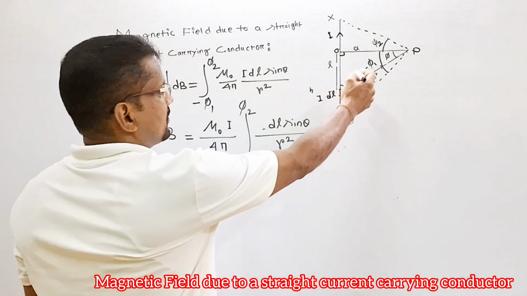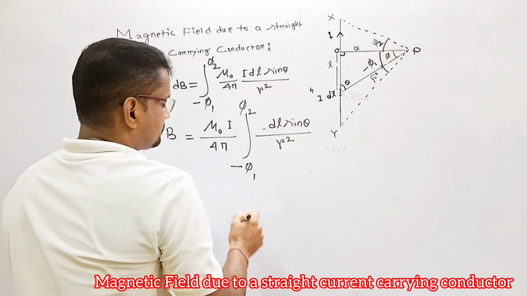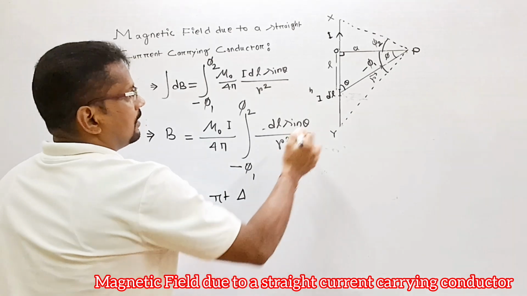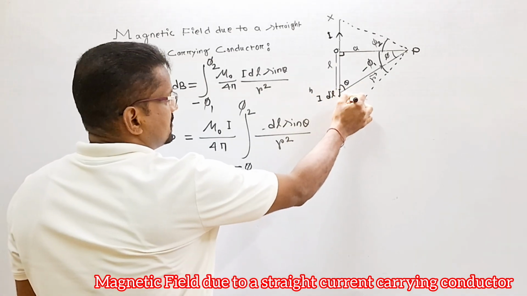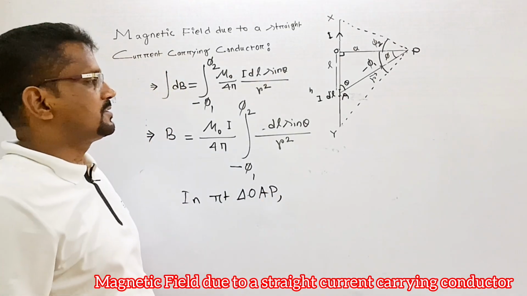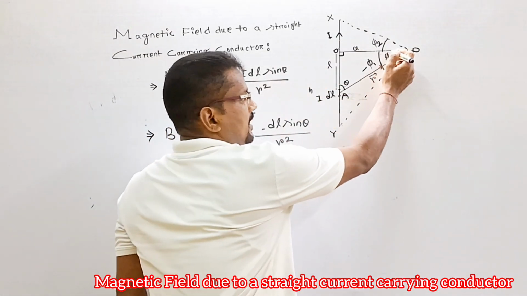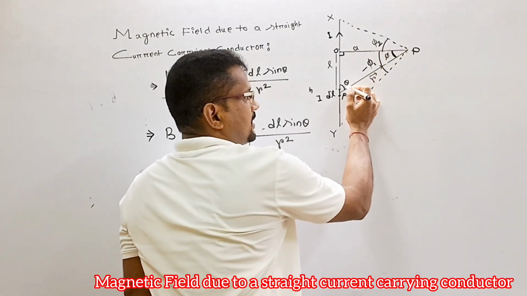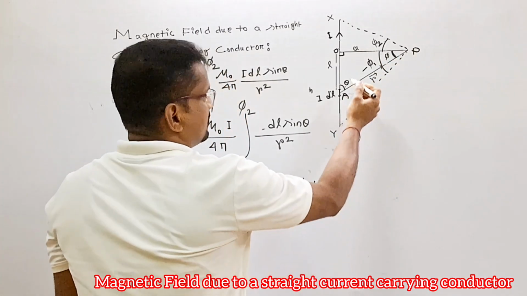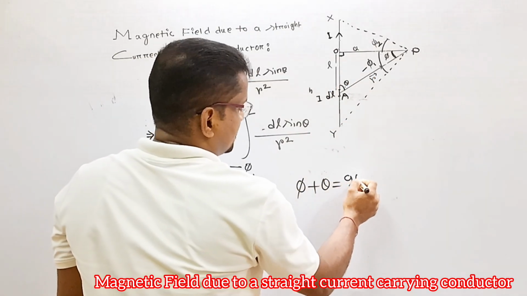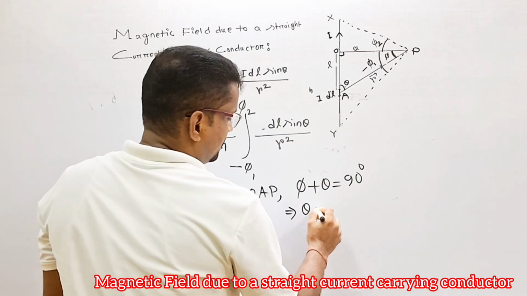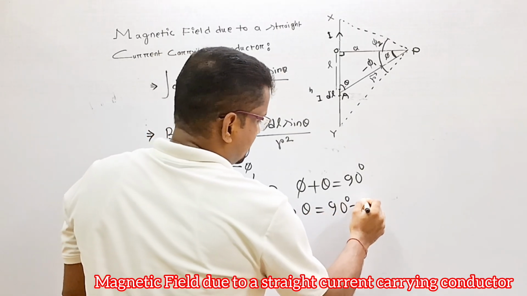So first, let's look at theta in the right triangle OAP, say this point is A. In this right triangle, this angle is phi, and this angle is theta. So phi plus theta is equal to what? This is 90, so phi plus theta must be 90 degrees. So from here, theta will be equal to 90 degrees minus phi.